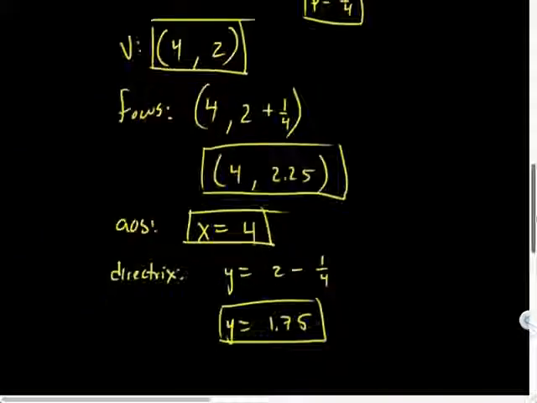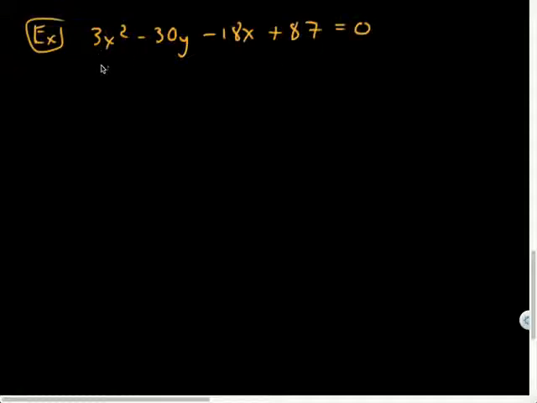Let me do one more quick one of that type, and then we'll do one where we're writing an equation based off of some clues. Let's see if I can find a good one. How about this? What if I've got 3x squared minus 30y minus 18x plus 87 equals 0. I see the x squared, so that means I'm going vertical here. That's what we're aiming for. So I'm going to move all of the y's and the constant to the other side.